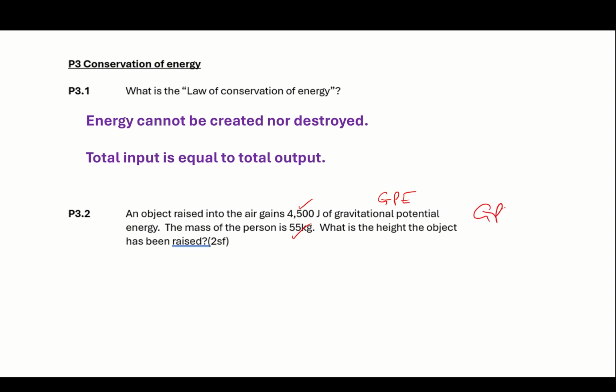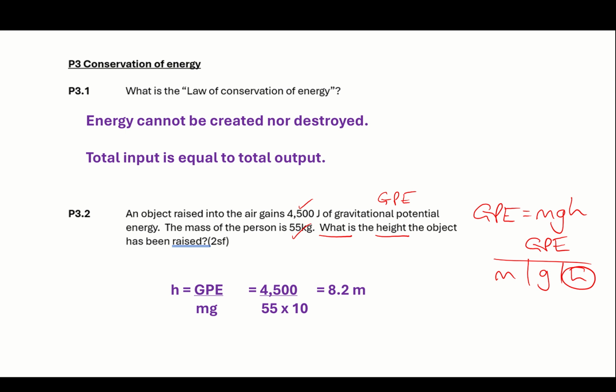So we know GPE equals mgh, or I could write it like this: mgh on the bottom, GPE on the top, and it says what is the height? So I need to work out h, and we can see h equals GPE divided by mg, and then we just got to pull the numbers down. So h equals GPE divided by mg, so there's my GPE, 4,500, divided by 55 is my mass, and you've got to know that gravity is 10, equals 8.2 meters.